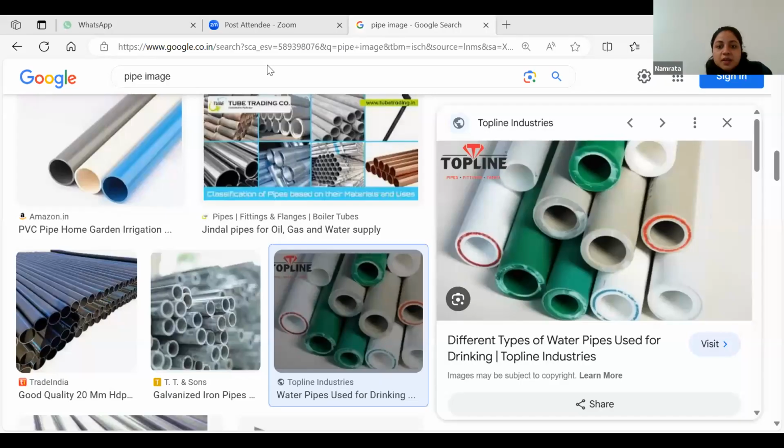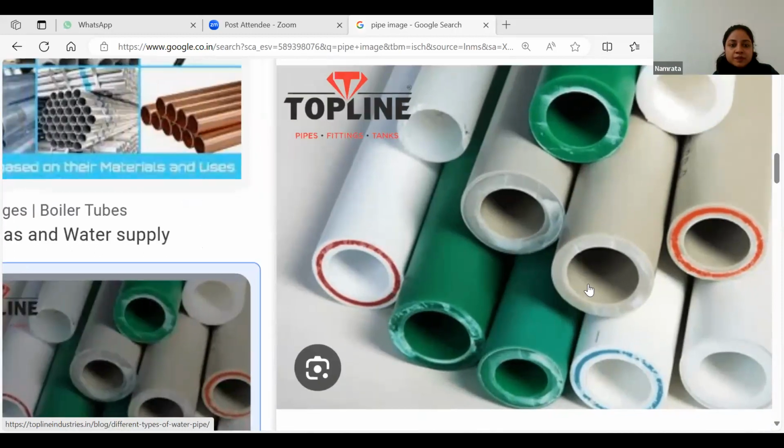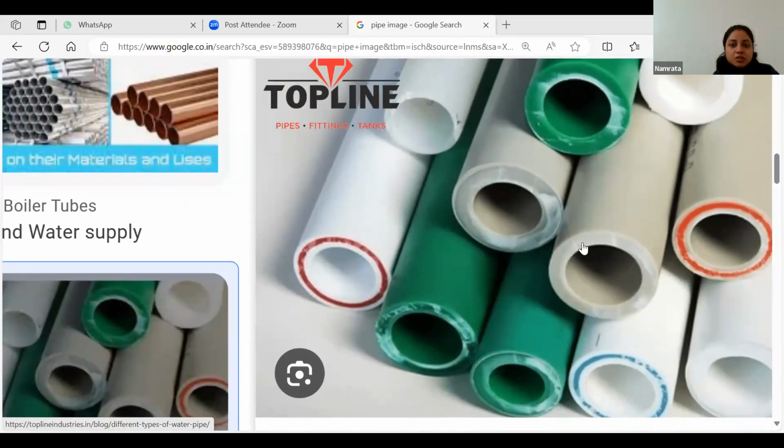Can you see this pipe? This one. Can you see my cursor? Please let me know. I'm talking about this thickness. Can you see the thickness? Yes, ma'am. It's a hollow pipe.